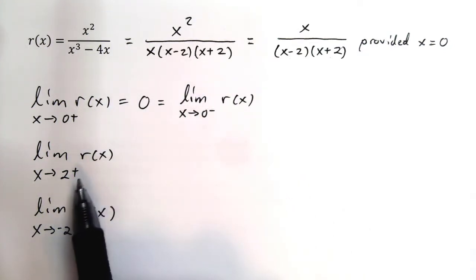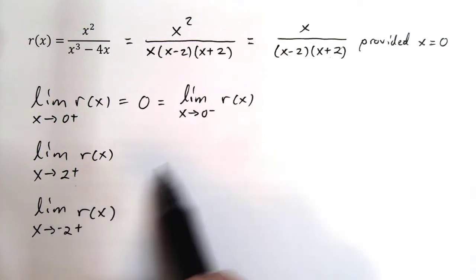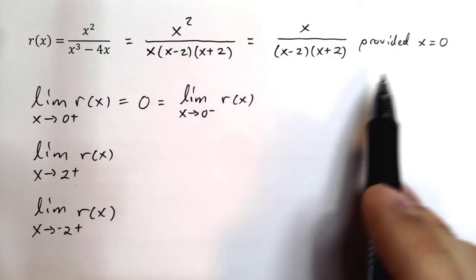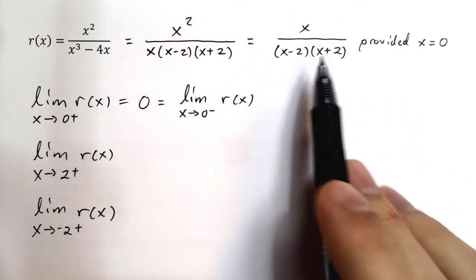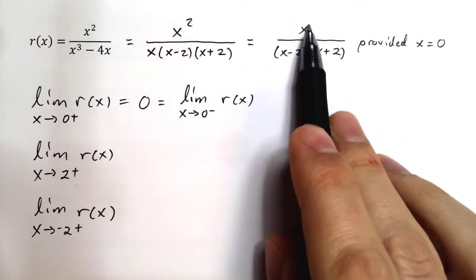Okay, let's look down here. The limit as x approaches 2 from the right. Okay, well, again, if x is not 0, we're away from 0. We're near 2, so we can use this expression. Okay, so as x approaches 2, the numerator is going to 2.